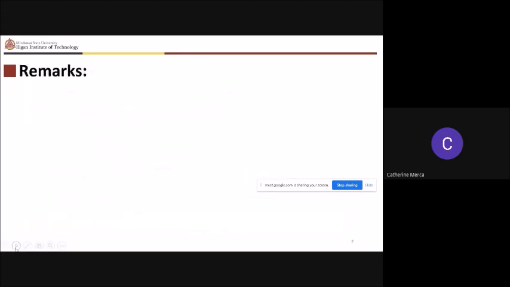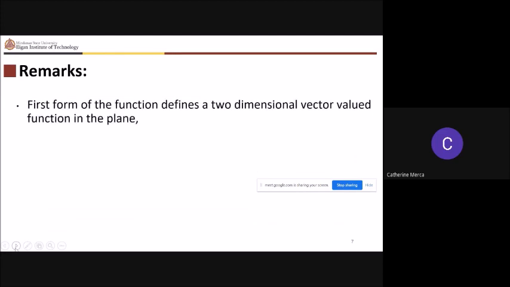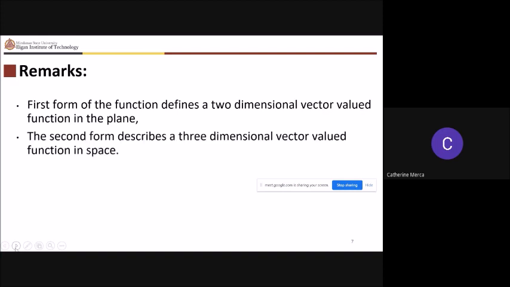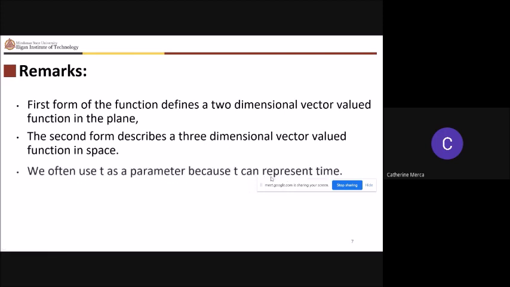Then we have the following remarks. The first one is about the first form of the function that defines a two-dimensional vector valued function in the plane. The second form actually describes your three-dimensional vector valued function in a space. Yung kanina, yung first form, yung dalawa lang, no? Two-dimensional vector, whereas yung tatlo, yung second form, is your three-dimensional vector valued function.